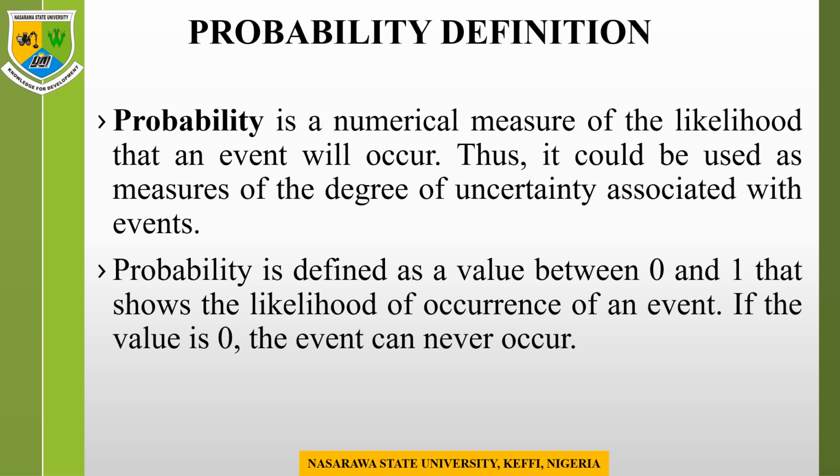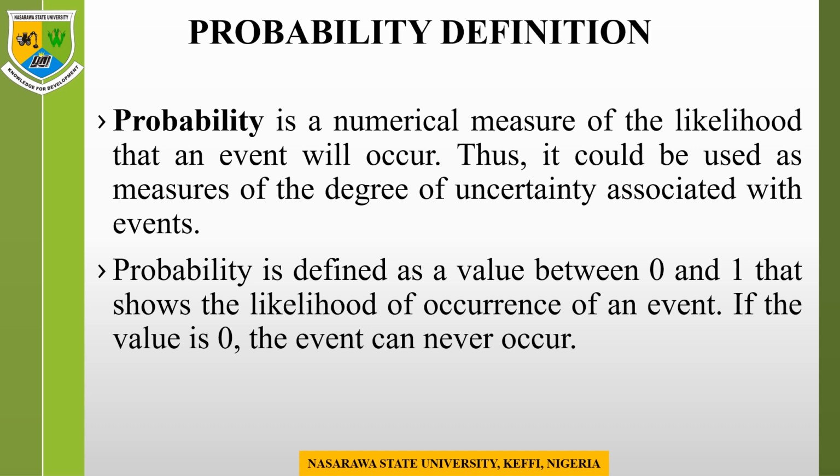And the probability is between 0 and 1. Probability is defined as a value between 0 and 1. That shows the likelihood of occurrence of an event. If the value is 0, the event can never occur.